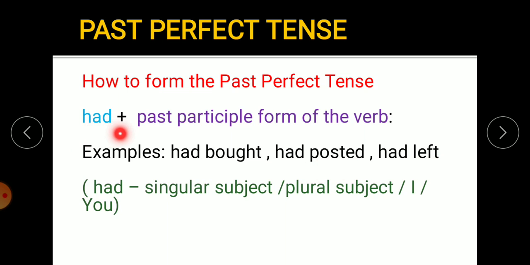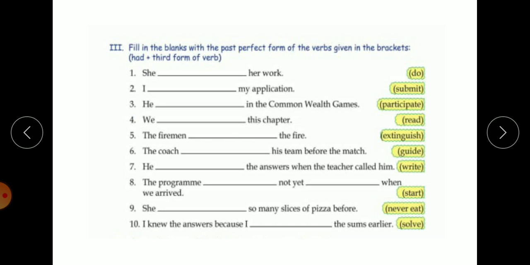And as only had is being used, so with singular subject, whether it's a plural subject, I or you, everywhere we have to use had. Clear? Now coming to the exercises. Fill in the blanks with the past perfect form of the verb. So in bracket these verbs are given. Change it into the third form, that is past participle form, and along with it put had before it.